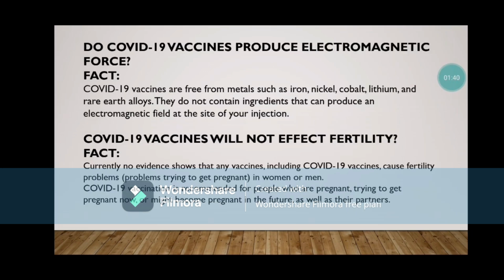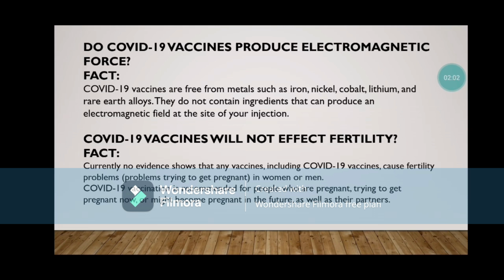Number 6. Do COVID-19 vaccines produce electromagnetic force? Again, indulging chemistry. COVID-19 vaccines are free from metals such as iron, nickel, cobalt, lithium, and rare earth alloys. They don't contain ingredients that can produce an electromagnetic field at the site of your injection. They are just simple vaccines.